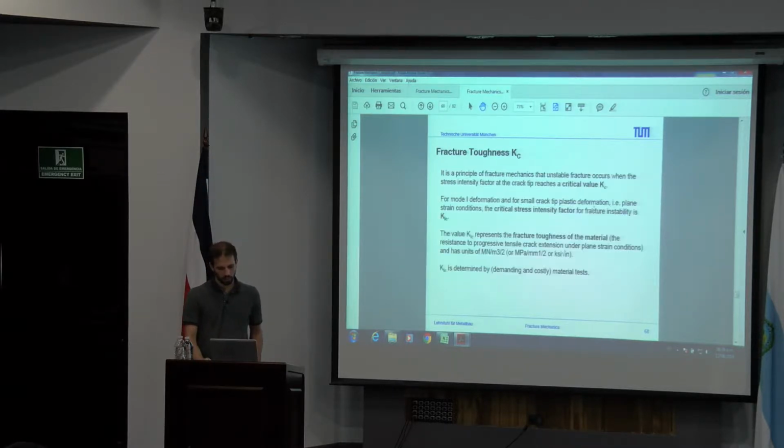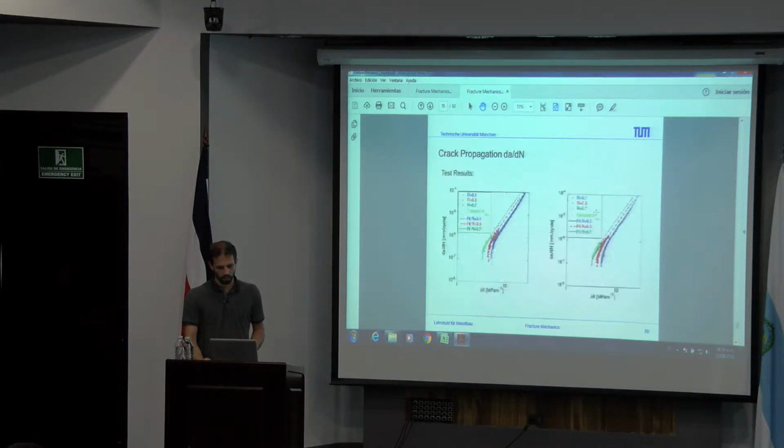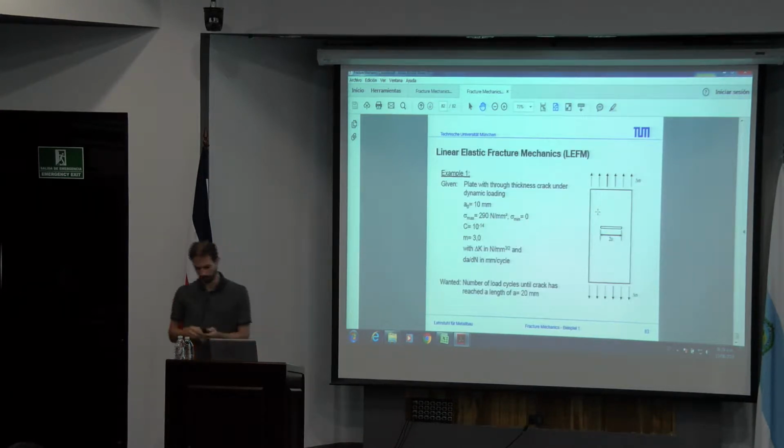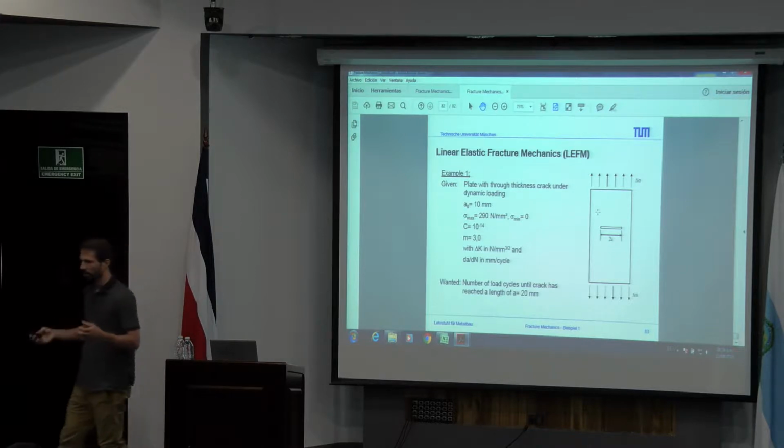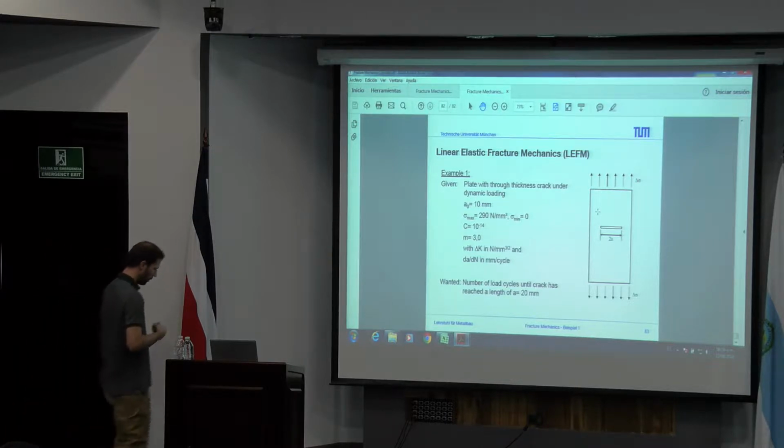And due to this, we started analyzing this sheet, or this plate with the crack. And the crack was just going through our specimen.